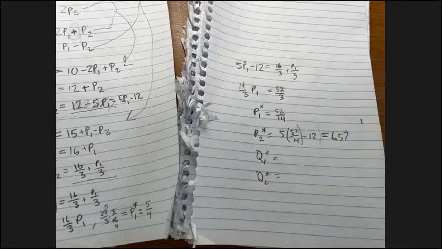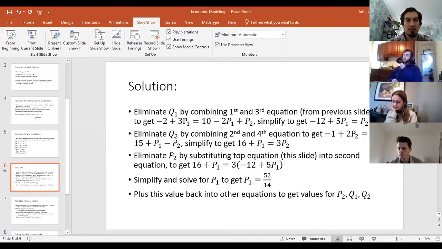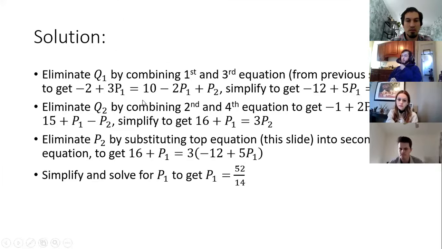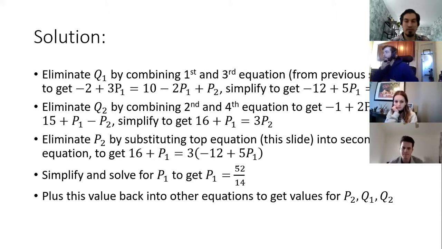Okay, so where are we here for this economic modeling part? This is what I think the answer is. You get this 52 over 14, and then you plug that back into the other equations to get values for P2, Q1, and Q2. You guys have any questions about that?